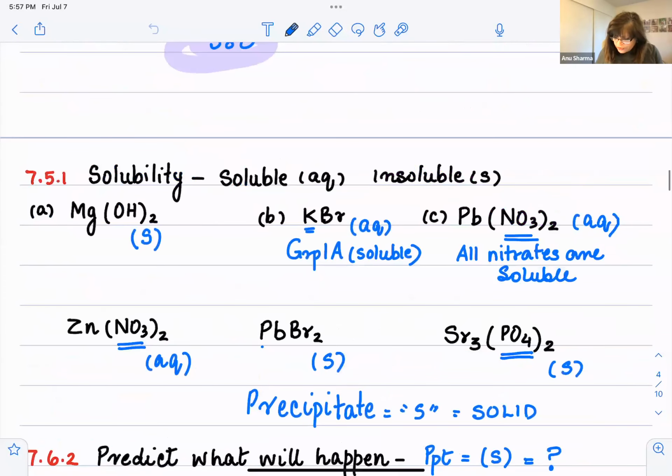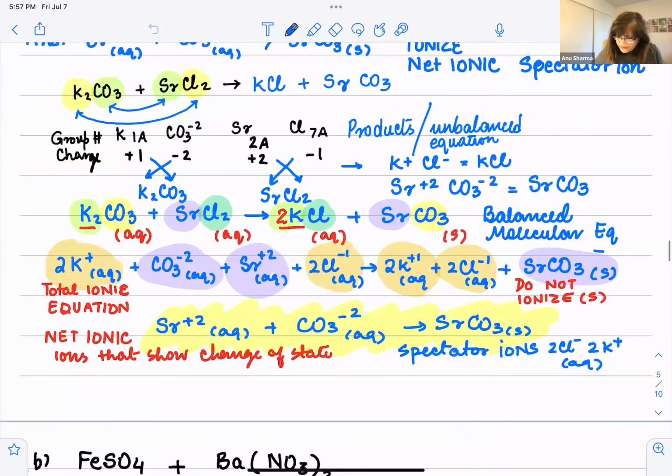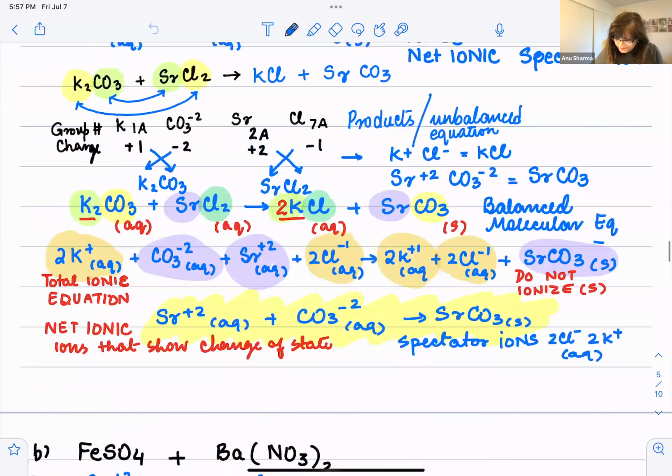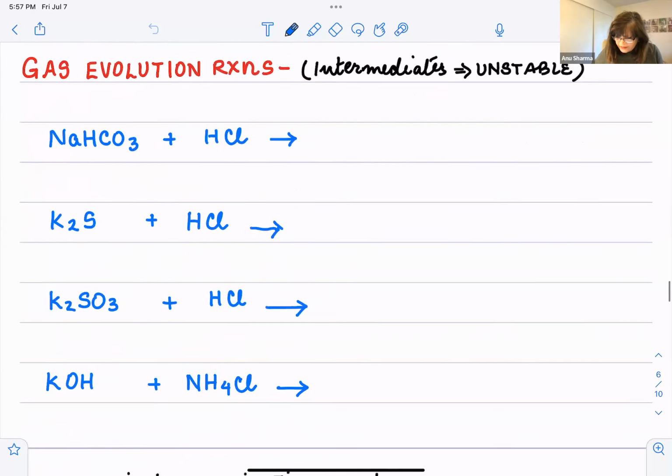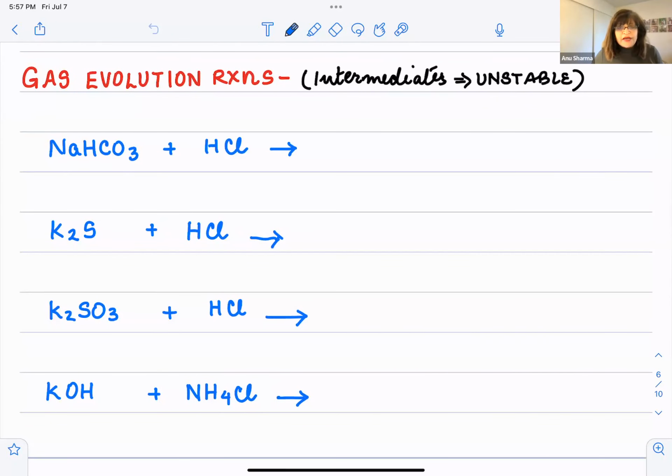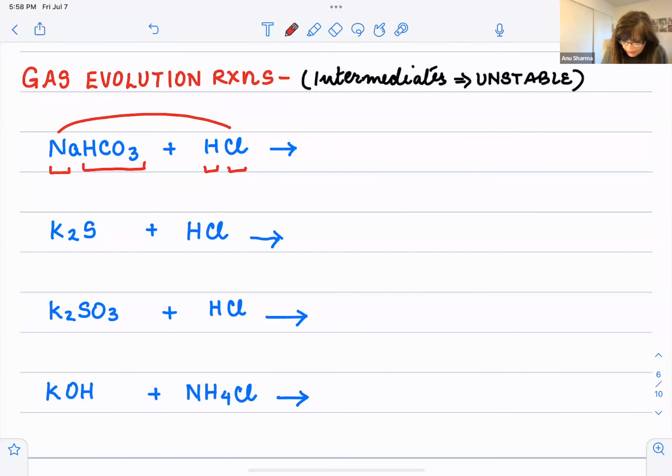Next, we are going to look at the gas evolution reactions, where intermediates are formed and these are unstable. So let's look at these. Here we have sodium bicarbonate, and bicarbonate is a polyatomic ion. Then we have the chloride, hydrogen, and sodium. Once again, outer, inner: sodium is going to combine with chlorine, and the bicarbonate portion is going to combine with hydrogen. So what is it going to give you?